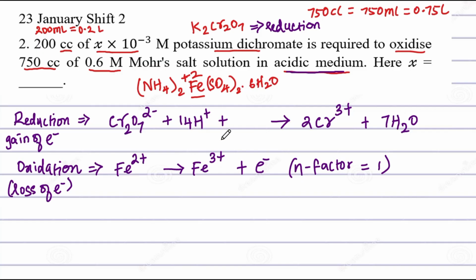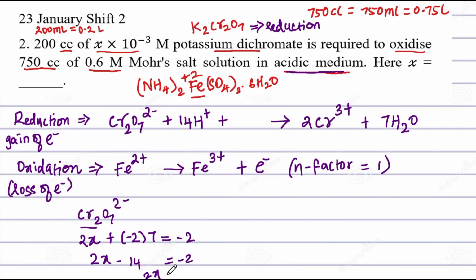Now let us see the number of electrons gained. First, you calculate the oxidation number of chromium in this compound. For the unknown element, you have to keep it as X. 2 chromium atoms are there, so 2X plus oxidation state of oxygen is -2. How many atoms are there? 7 atoms. That is equal to the charge of the ion, that is -2. So 2X minus 14 equal to -2, 2X equal to 12. So the value of X is 6. So from +6, it has changed to +3.